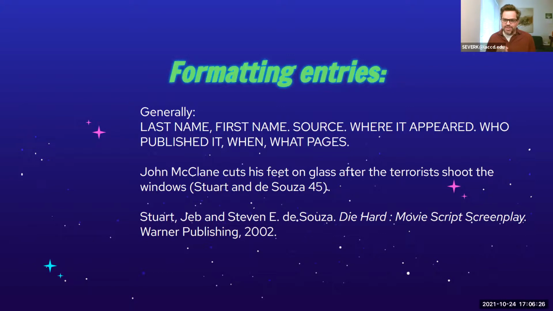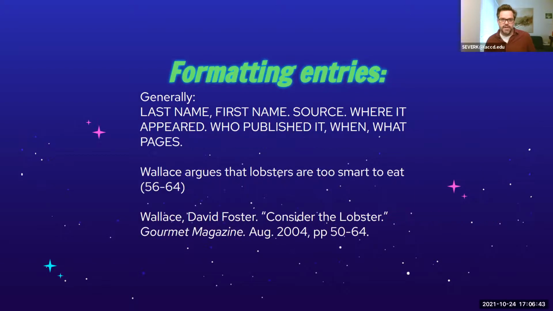So here's the name of the screenplay, where it appeared. It's in this book of the same name. Warner Publishing published it in that year. So I'm not pulling just a specific page range from the screenplay, so I don't need to put the page number. What about this?